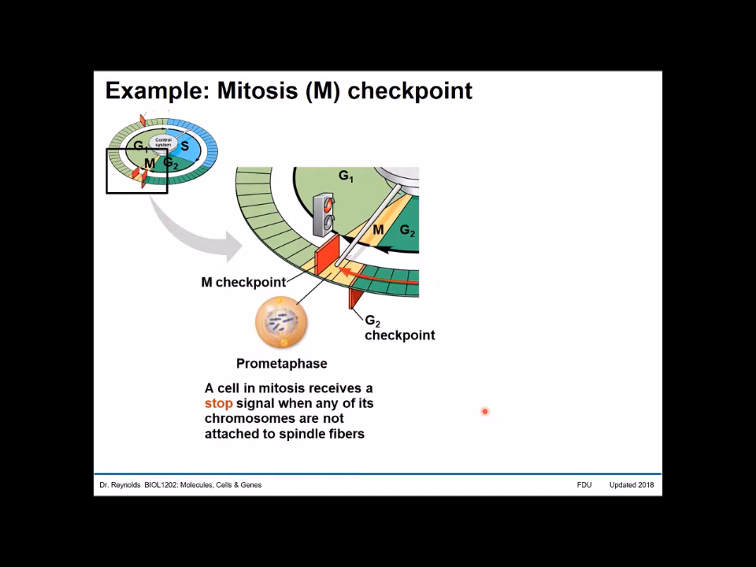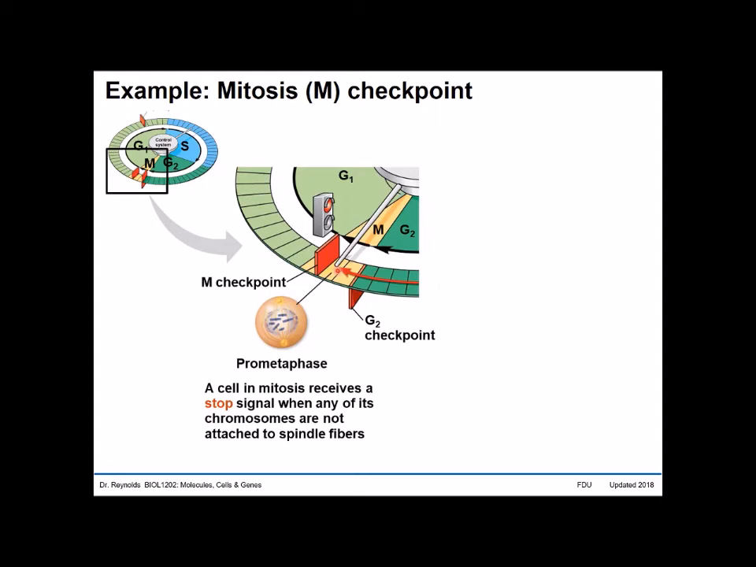So let's take a look at an example of one of these checkpoints. When a cell is in mitosis, okay, it's going to need to make sure that it's past the G2 checkpoint first. And it begins the process of attaching those microtubule spindles to the kinetochores, the proteins that are at the center, those centromeres of the chromosomes, until every one of those kinetochores has a microtubule spindle attached.